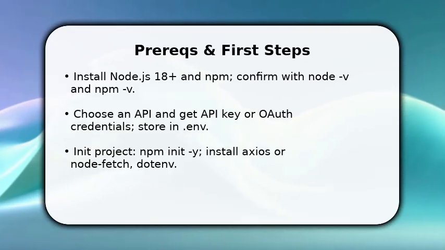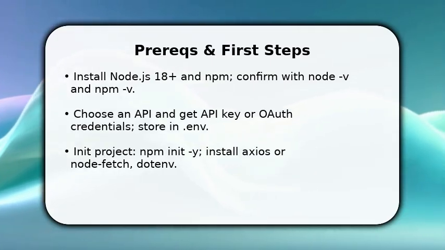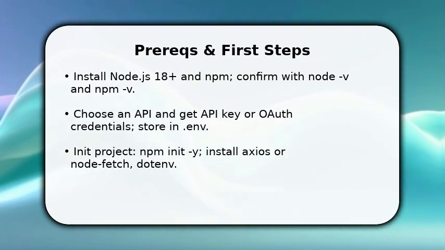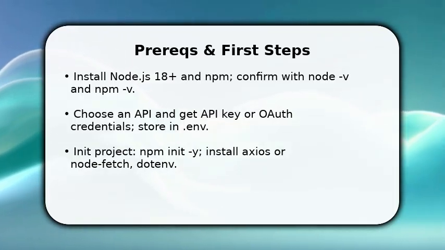You start by confirming Node.js and NPM versions. This avoids cryptic runtime errors later. Once done, register and obtain API credentials, then put them in an env file so keys aren't hard-coded.